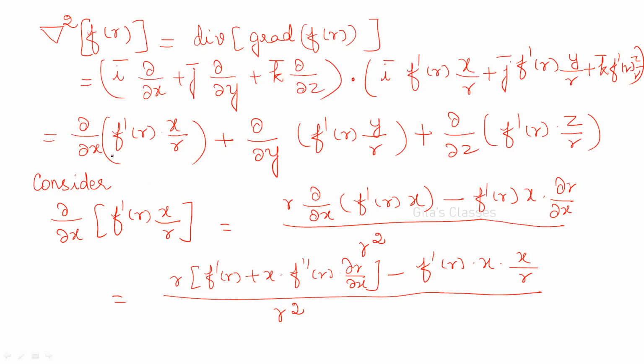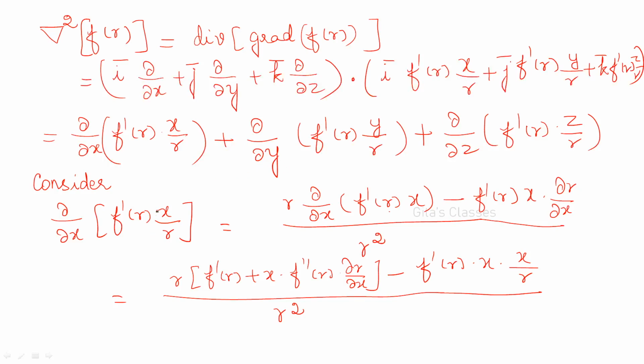Okay. So consider only the first term, f dash of r into x by r. So here you have in the numerator f dash of r into x and in the denominator r. So the denominator is r squared, into r into dou by dou x of the numerator. Numerator, what do we have? F dash of r into x. Okay. Minus f dash of r into x, you write as it is, into the denominator you have to differentiate partially with respect to x, that is dou r by dou x.